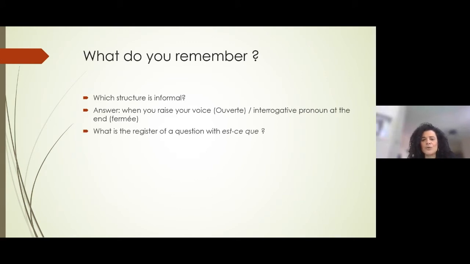What is the register of a question with esque? Oh, let's have a little look. And the question word is at the end. Somebody's put, and when the question word is at the end. I think that was the last one. Is that the register? The register meaning, is it informal, is it standard, or is it formal? So when I have a question with esque, what type of register is this?